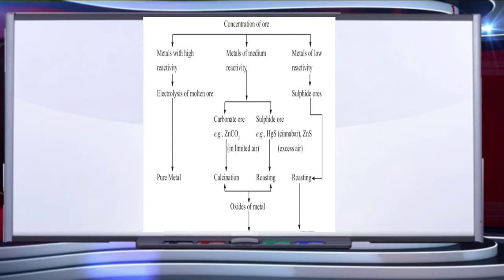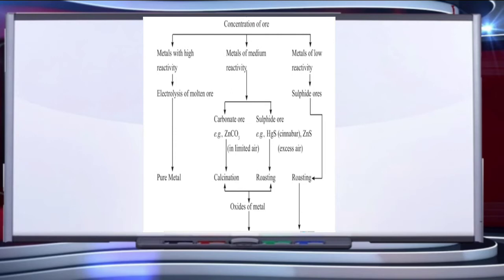Now come to the right hand side of the flow chart where the metals of low reactivity are. For such metals, if the ore is a sulfide ore, then we'll do the roasting of the sulfide ore and we'll get the metal, and that impure metal will be refined to get the pure metal out of it.